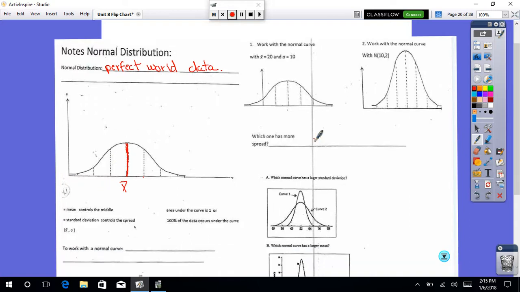For right now, I'm going to say that this is positive 1 standard deviation away. This is positive 2, so basically we've added the standard deviation twice. And now we add it 3 times. Going the other way, we subtract the standard deviation once from the mean, we subtract it twice from the mean, and we subtract it 3 times from the mean.